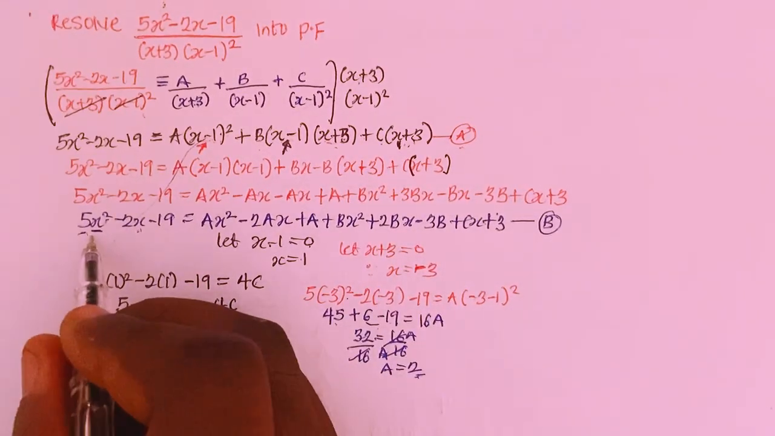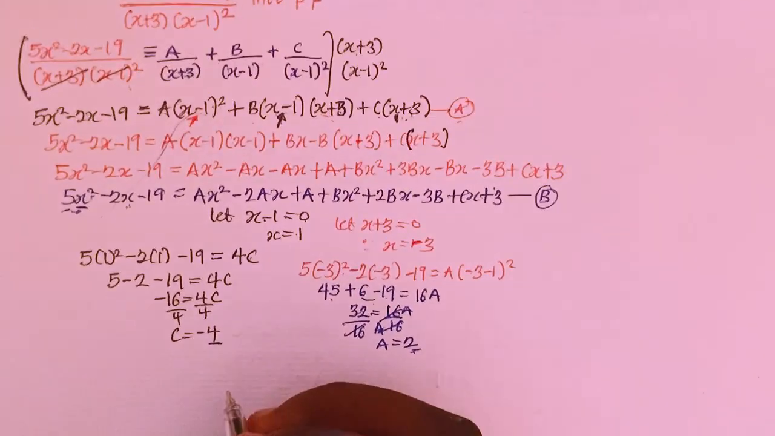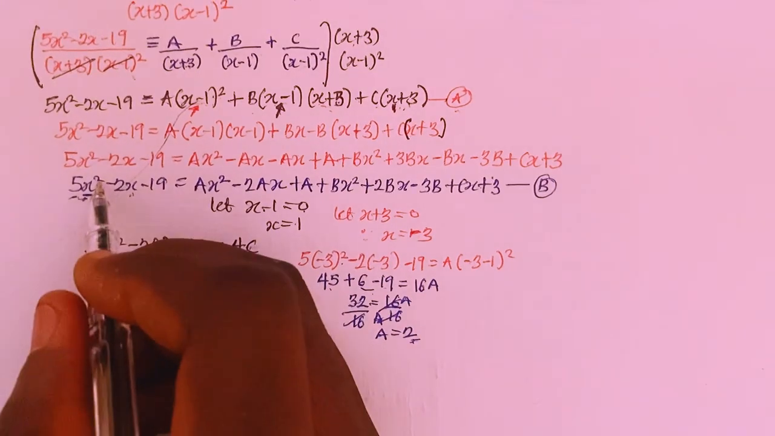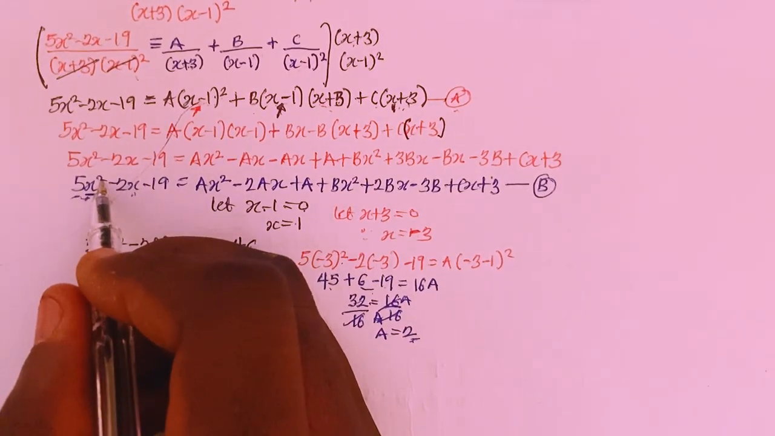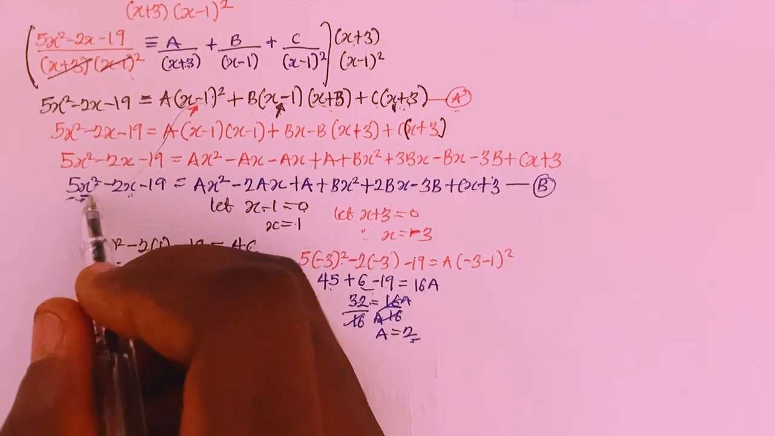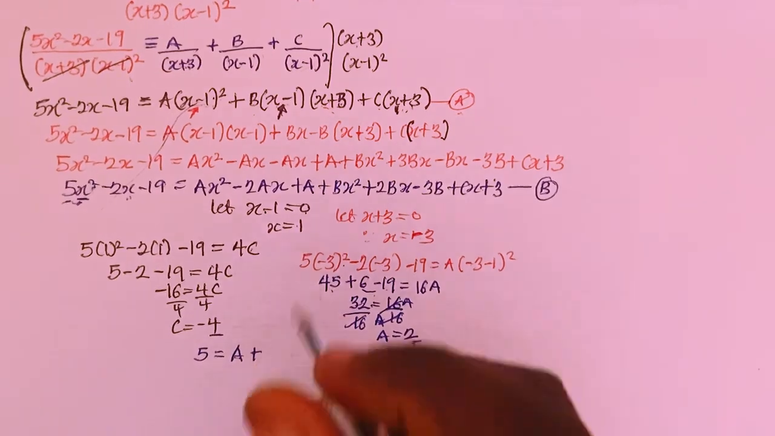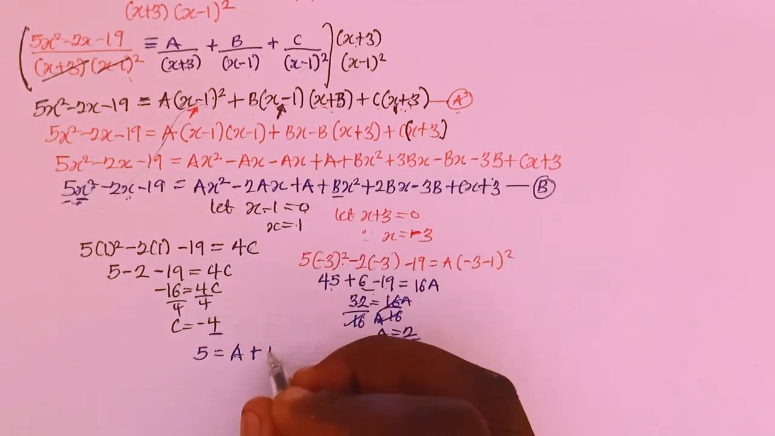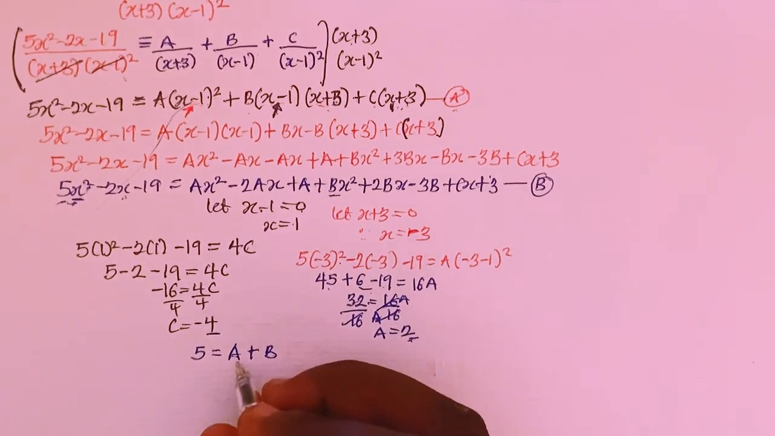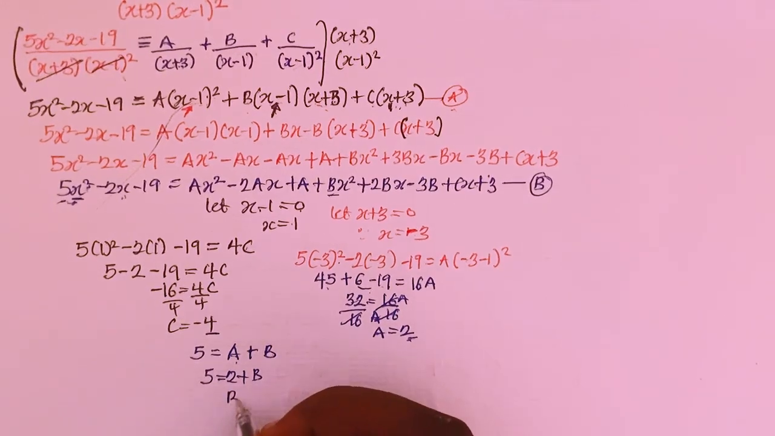So now the first one I'm having is x to the power 2. So here I'm having 5, which is equal to the coefficient of x to the power 2 on this right hand side, which is a, plus b. I'm asked to calculate just b. Since a equals 2, I'm putting 2 here. Then I'm going to have 5 equals 2 plus b, right? Then my b will be equal to 3.